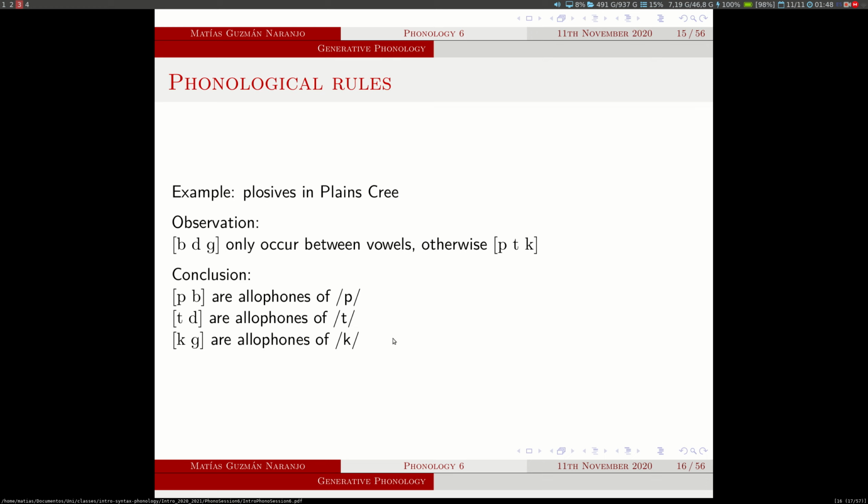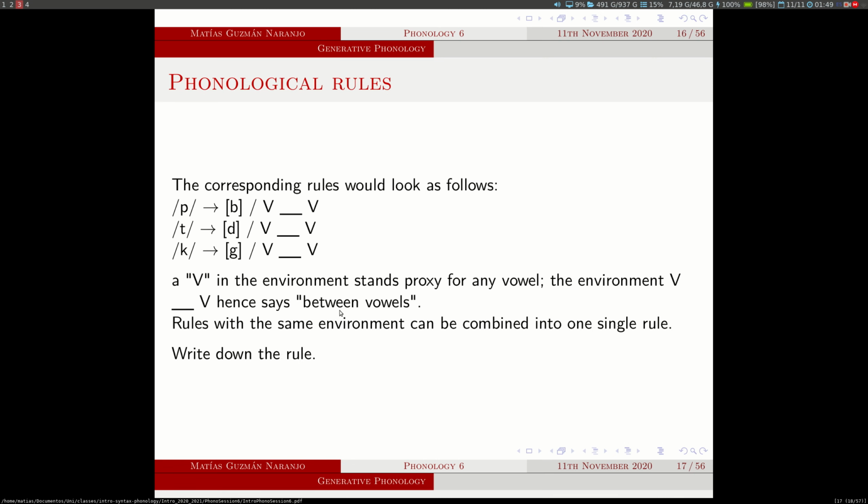And we can assume that the underlying form are the most general ones, so the ones that are not just intervocalic but in the elsewhere position. And we can try to write the rules, and for that we would say, well, p goes to b in the intervocalic position, and t goes to d, k goes to g, etc.